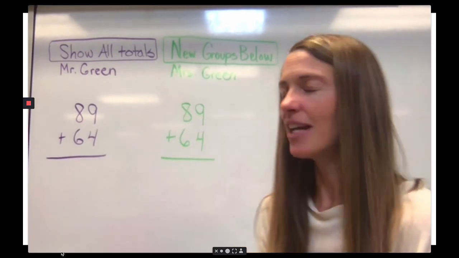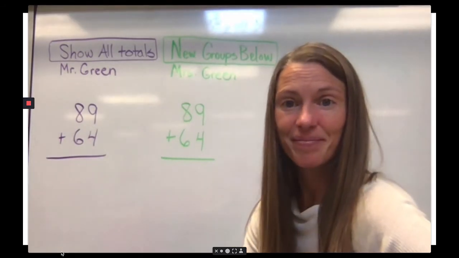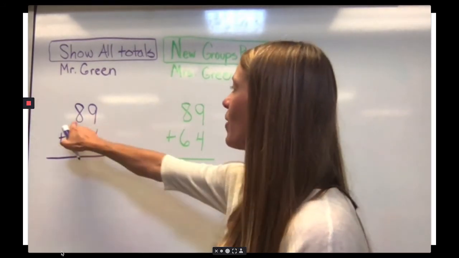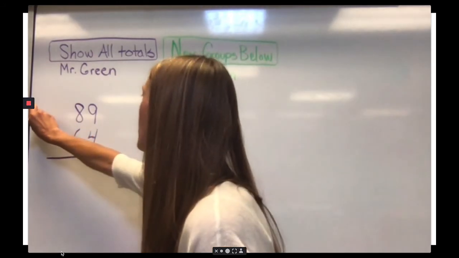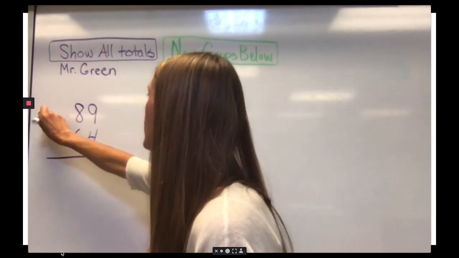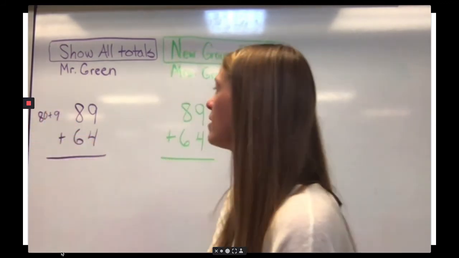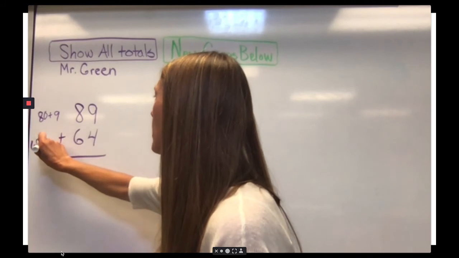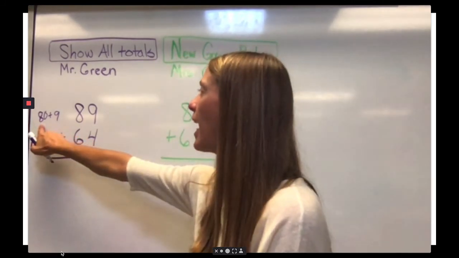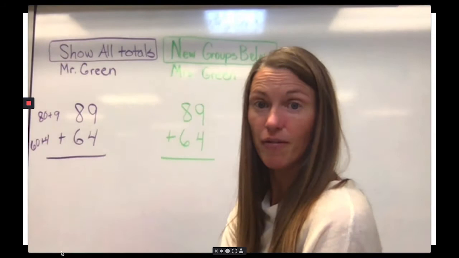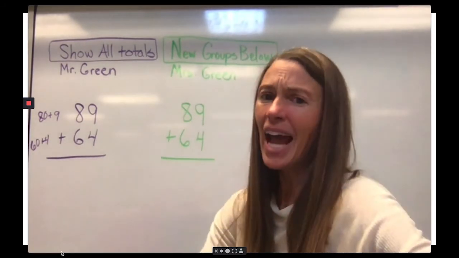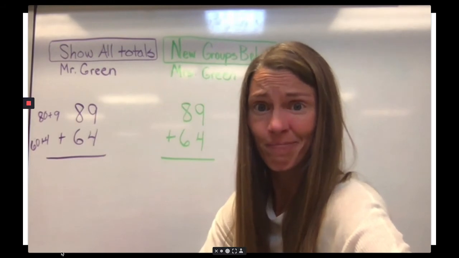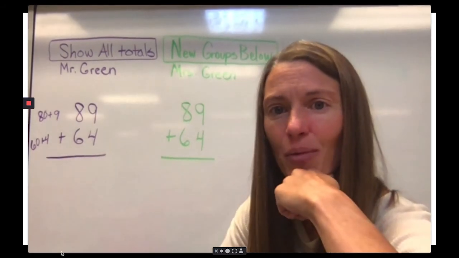So Mr. Green starts by adding the tens. You got it, for the show all totals. So he has 8 tens because in the number 89 there's 8 tens plus 9 ones. In the number 64 there's 6 tens plus 4 ones. So I need to add 80 plus 60 first. Now, I think that this is going to go over 100. I don't think we're going to be in the tens anymore. What do you think?